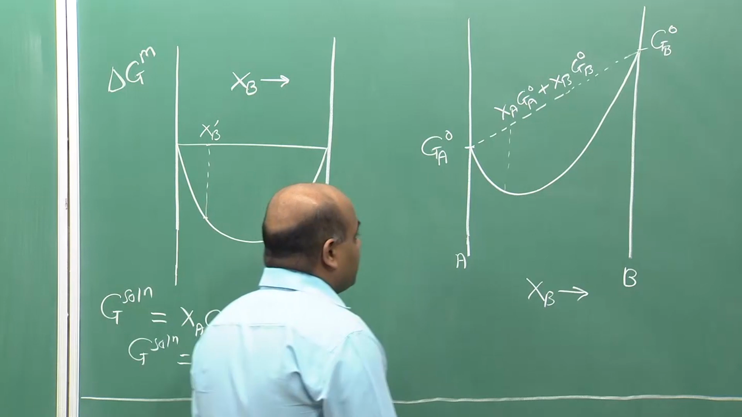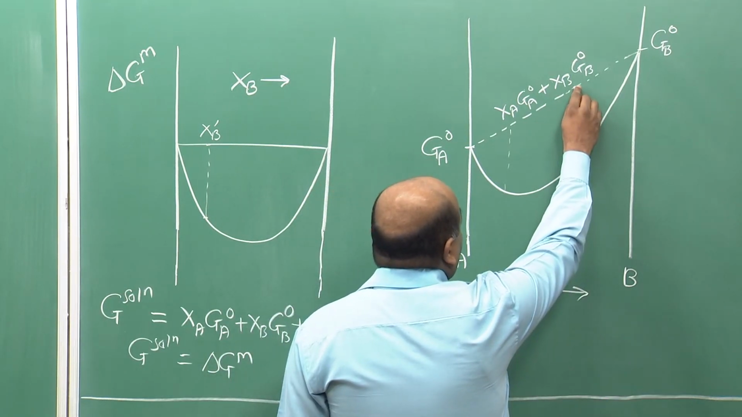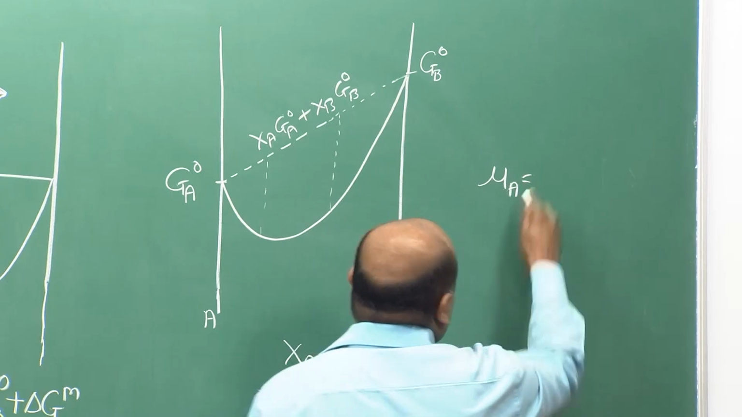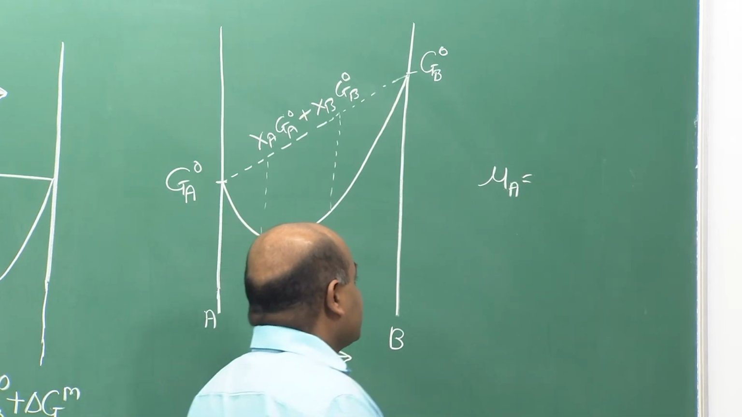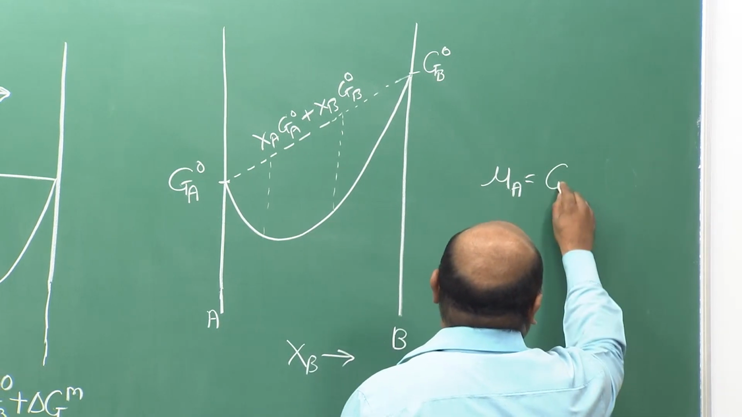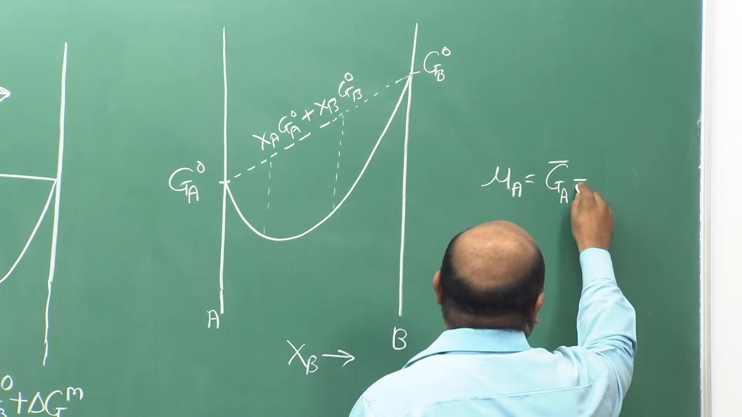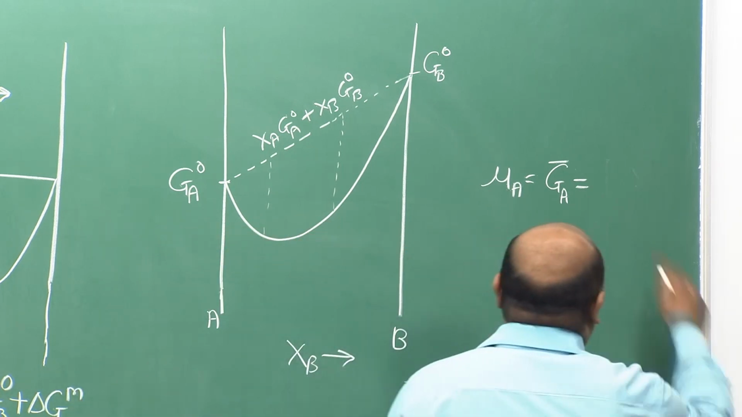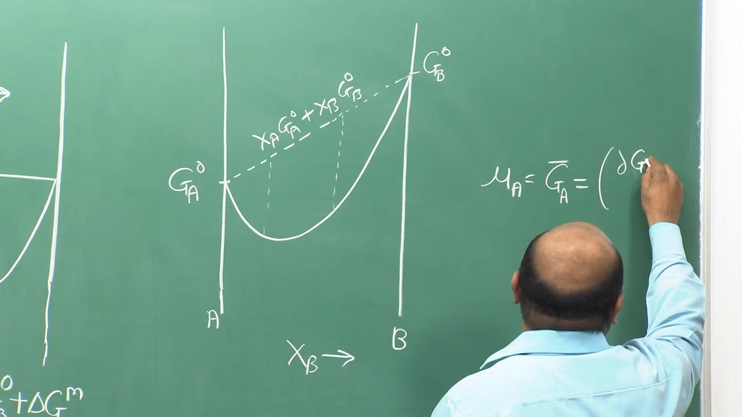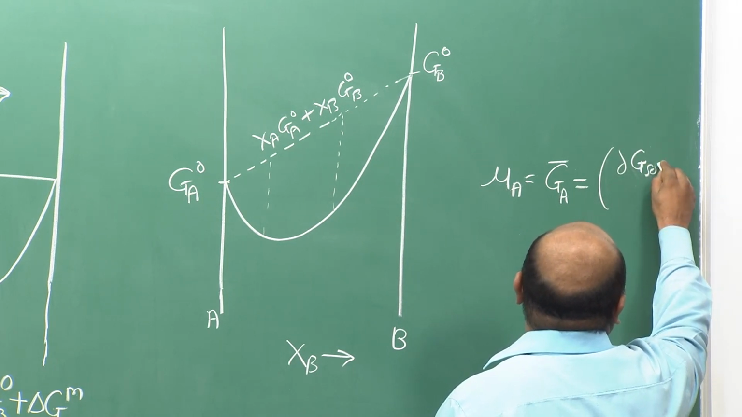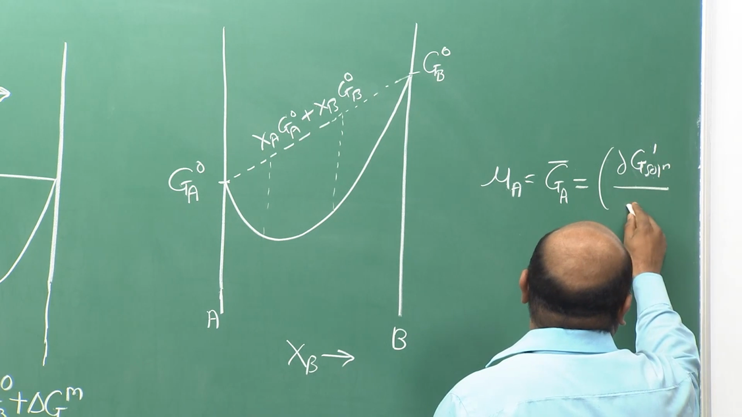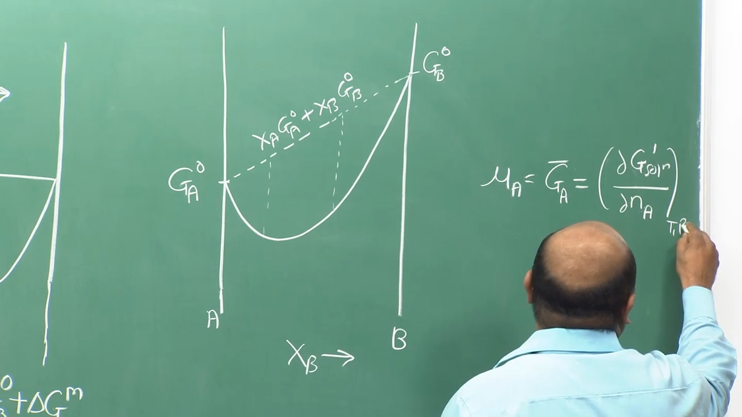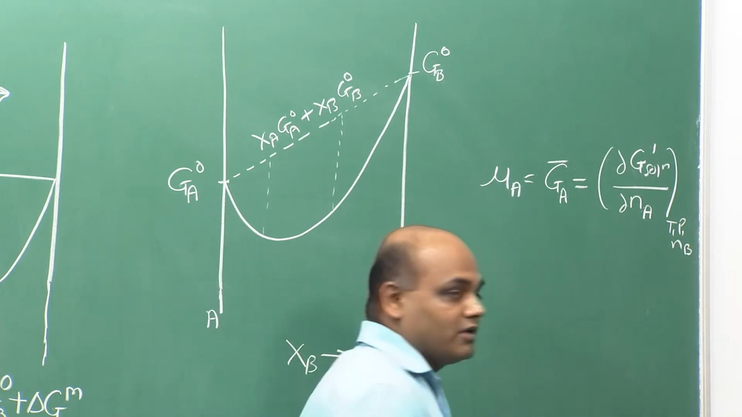So, if we want to determine chemical potential, mu A is basically the same as the partial molar Gibbs free energy of A in the solution, and it is defined as the partial of Gibbs free energy of solution with respect to number of moles of A at constant temperature, pressure and constant number of moles of B.